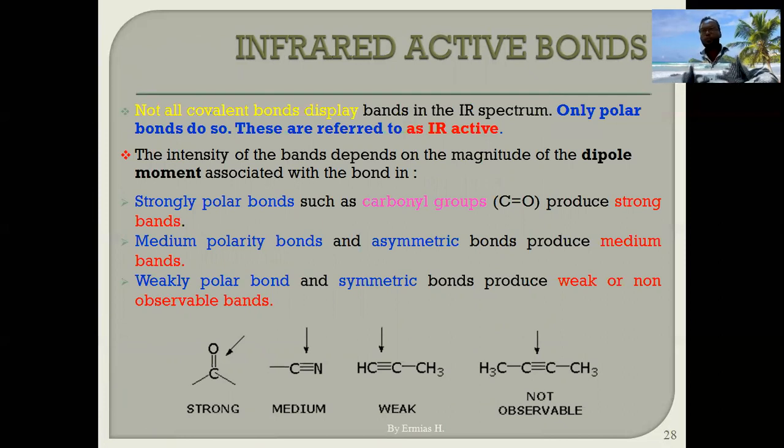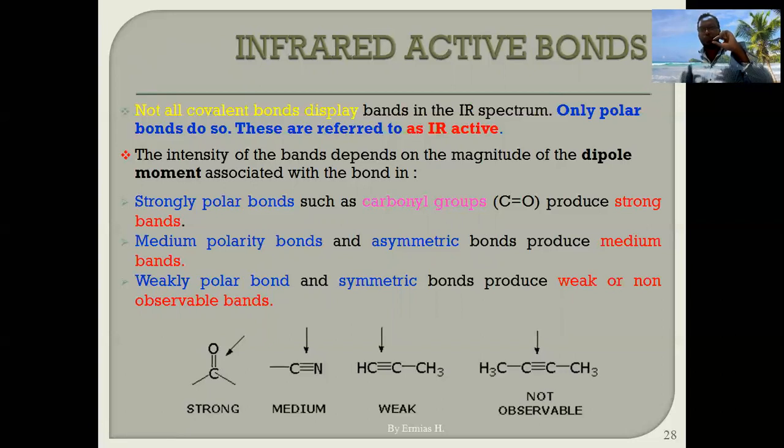Now let's come to infrared active bonds. Not all covalent bonds display a band in the IR spectrum. Only polar bonds do so, and this is known as IR active. When we say it is IR active, it means a polar bond exists between the atoms. Here is the classification of the IR active bonds. This one is a strong polar bond, such as carbonyl groups, so it produces strong bands.